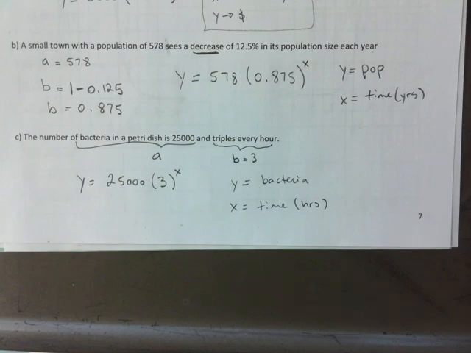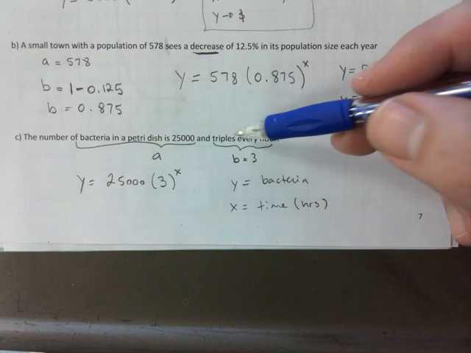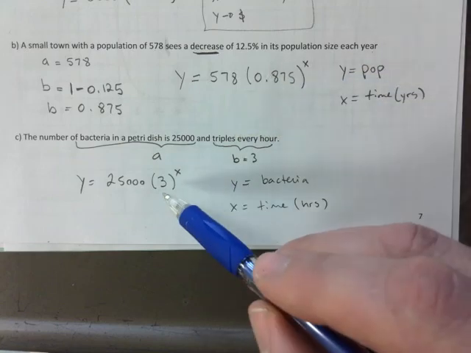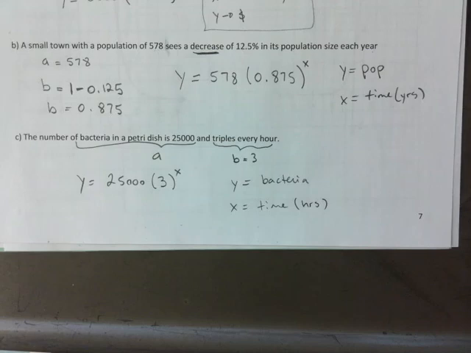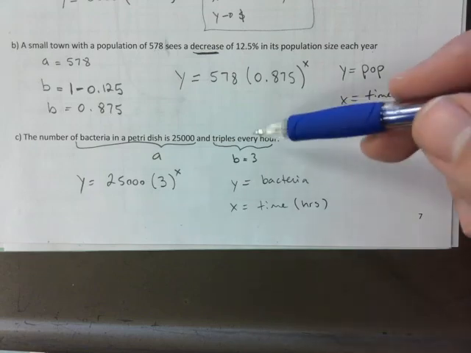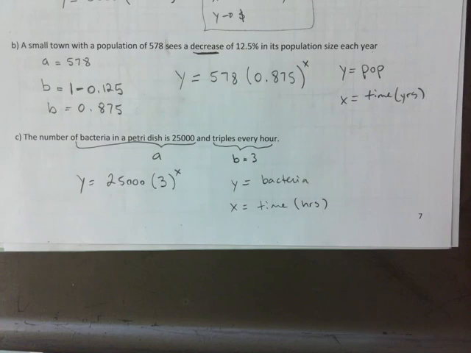Okay. If it doubles every hour, then you would put a 2 in there. Triples, doubles, those are the most commonly used scenarios. Okay.